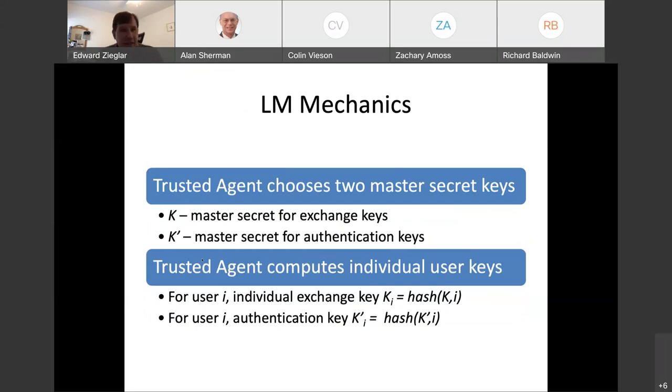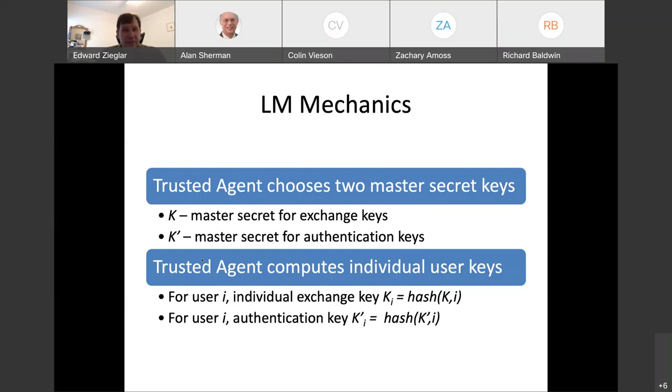So here is their algorithm and their approach. They have a trusted agent that chooses two master secret keys. One master secret is for exchange keys, and the other master secret is for authentication keys. One of the drawbacks that they saw in Needham-Schroeder was that there wasn't any authentication of the keys. In their view, for Needham-Schroeder, if it was encrypted under the key shared between the trusted agent and the party receiving it, then that was their authentication that the key was produced by the trusted agent.